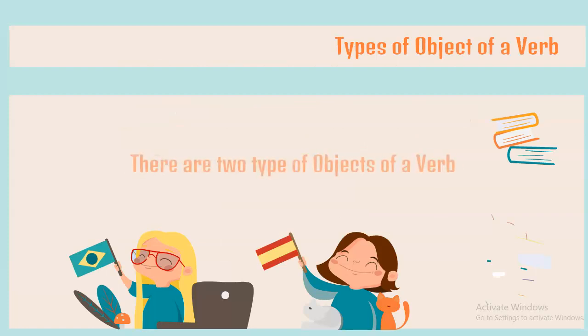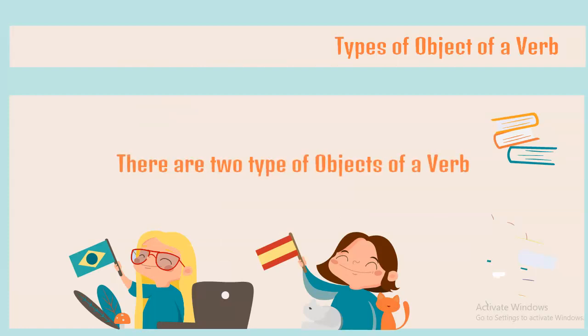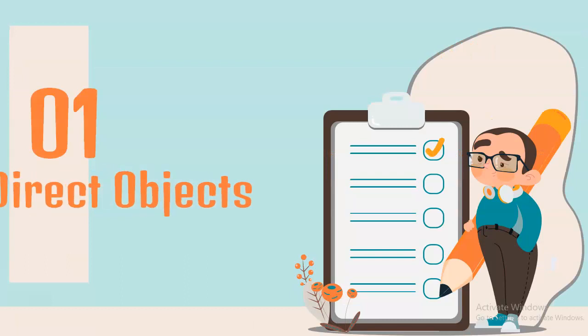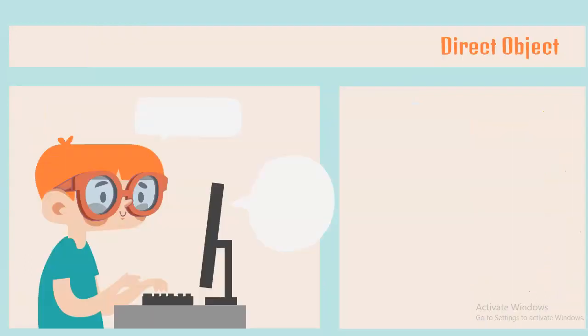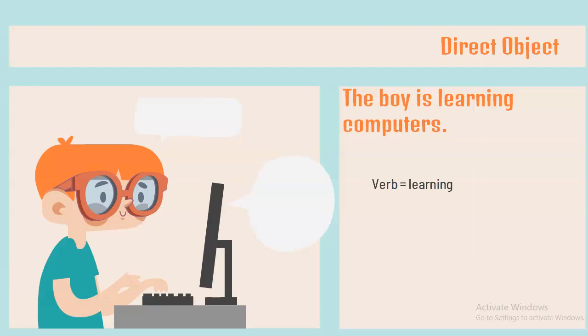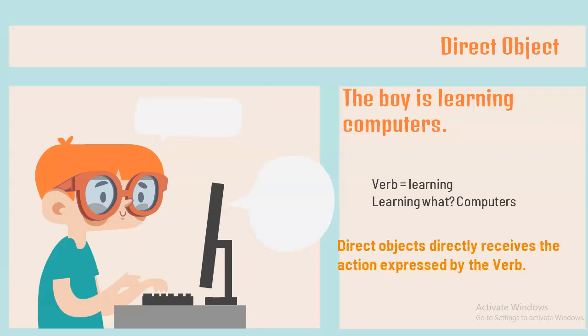Now there are two types of objects of a verb. Let's discuss them one by one. The first one is direct objects. Let's see what this boy is doing here. The boy is learning computers. Here, of course, the verb is learning and learning what? Computers. So, computers is the direct object of the verb learning here because it is receiving the action expressed by the verb directly.